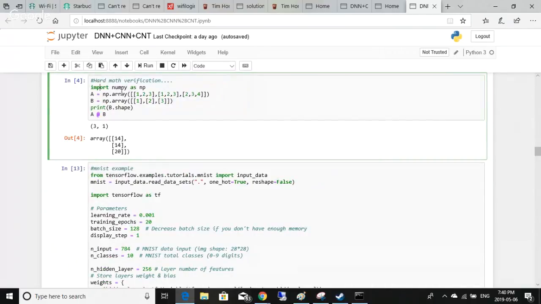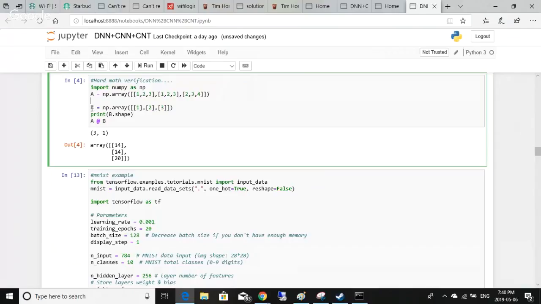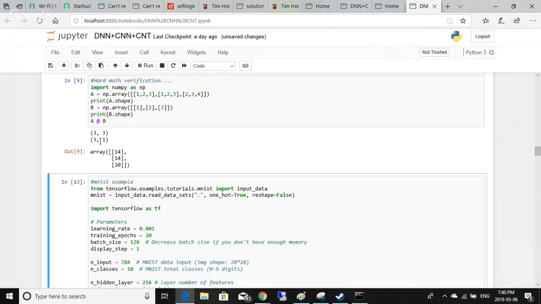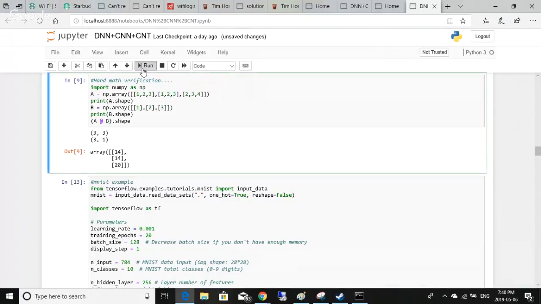I left this here because this matrix multiplication is kind of hard. I should print the shape of A. A is 3 by 3. B is 3 by 1. You can see this is actually 3 by 1.